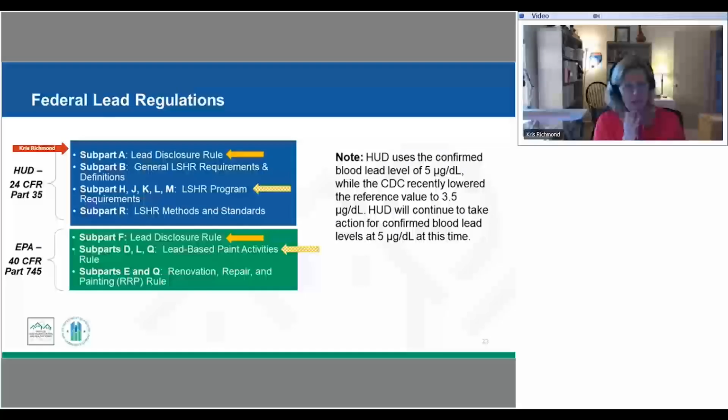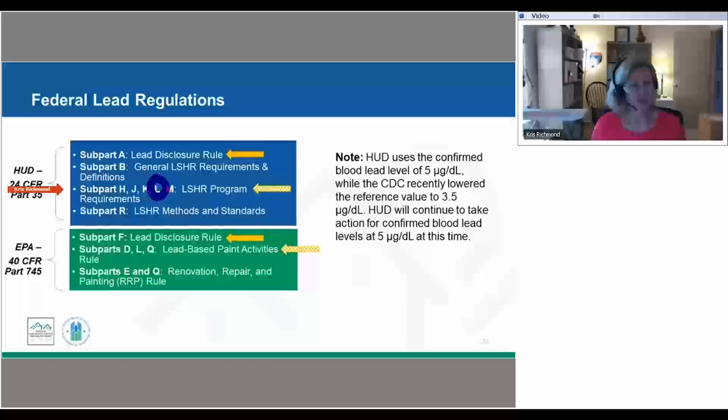So we're going to start off here with the top. We have Subpart A. This is the lead disclosure rule. This is identical to EPA's disclosure rule found at Subpart F. So those two are exactly identical regulations. And then we have Subpart B. This is our general requirements and our definitions. And then we have our different subparts. Today we are focusing on Subpart L for public housing. That's our lead safe housing requirement. So what do we need to do?